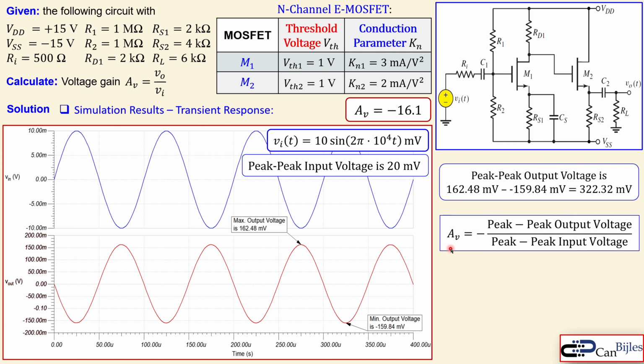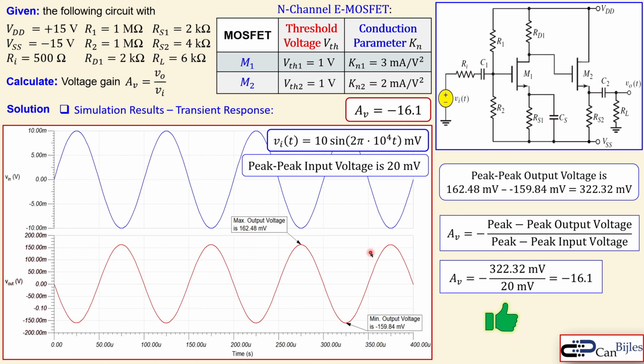322.32 millivolts. That's the peak output voltage. Now when we do the voltage gain, we place a minus sign because of its inversion. We then do peak output voltage divided by the peak input voltage. Looking at the two values here and also the input peak voltage, you get minus 16.1 exactly, or a little bit larger actually, but that is very close to that one. And you see that this is really confirming our calculation. So this is a very nice result. So from the transient response, we have verified that indeed the gain value is correct.